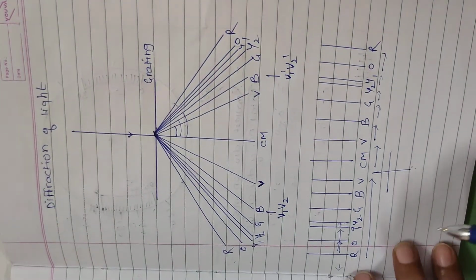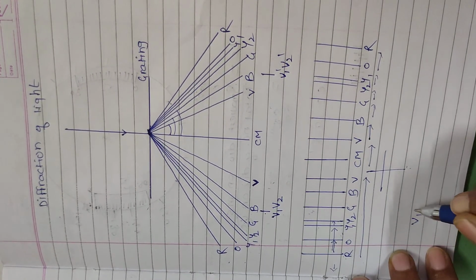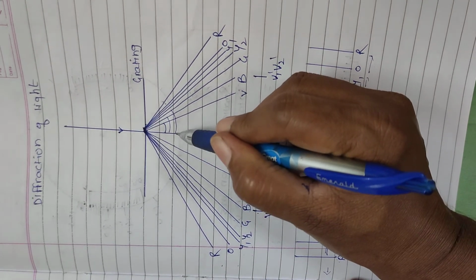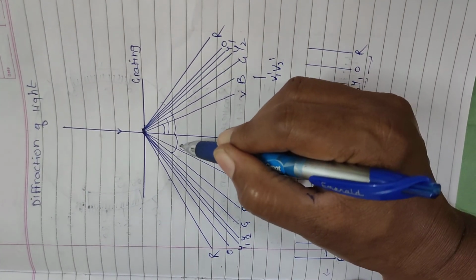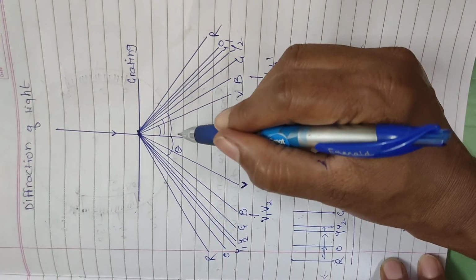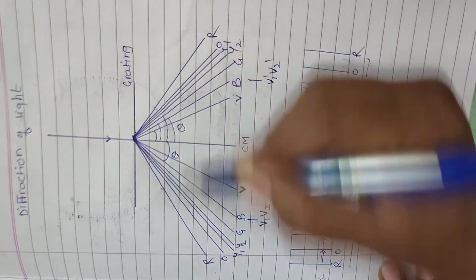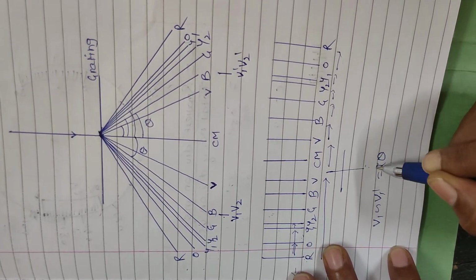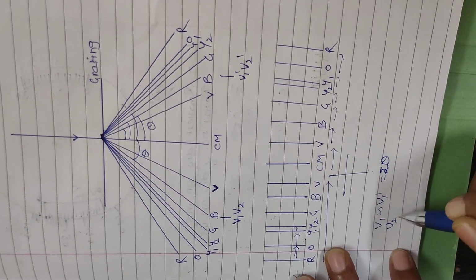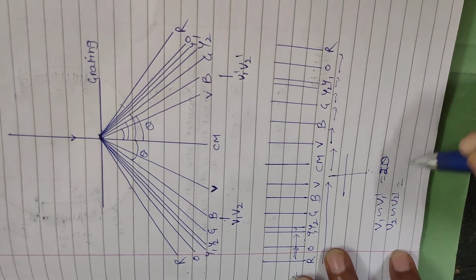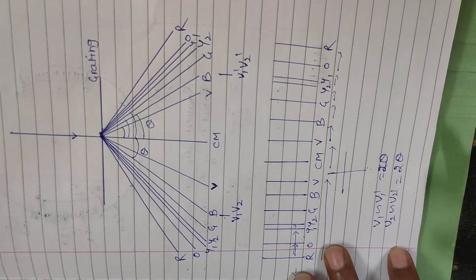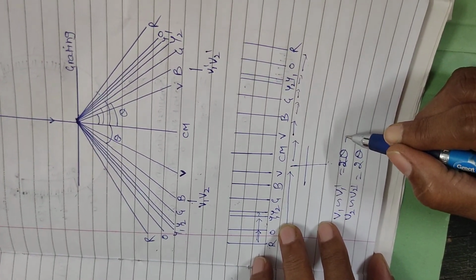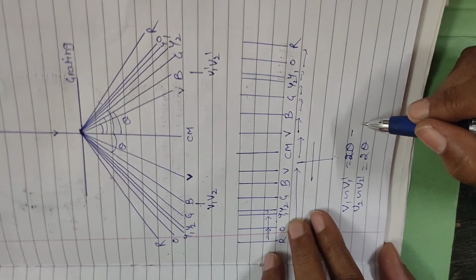So naturally the difference of V1 and V1 dash will be the angle of diffraction from central maxima to blue color, that is theta for blue color, and from central maxima to blue color on the right side, that is theta for blue color again. So the difference of V1 and V1 dash is equal to 2 theta. Similarly, the difference of V2 and V2 dash is also equal to 2 theta. So in the observation table we have to find 2 theta by taking the difference of observations, that is V1 minus V1 dash and V2 minus V2 dash.